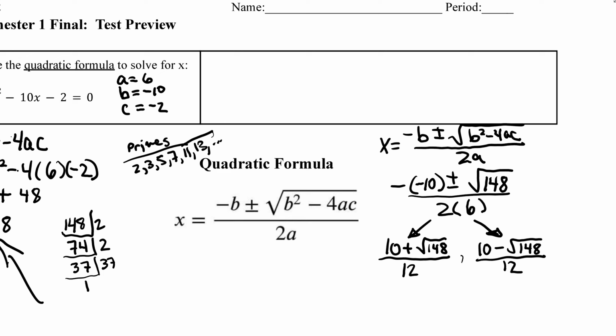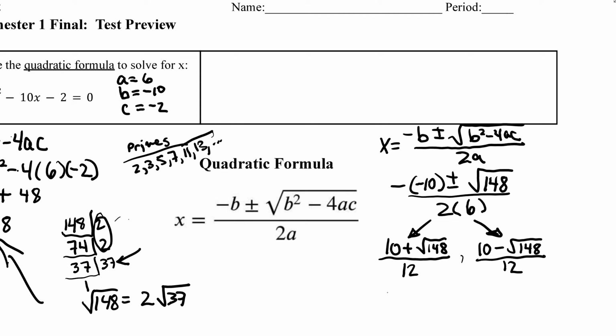And if you have a pair of 2's, those can come out as a single 2. And so the square root of 148 is the same as 2 times the square root of 37. This one does not have a pair, so it stays under the radical. But these, essentially, think about 2 times 2 is 4, and the square root of 4 is 2. So that's what happens here.